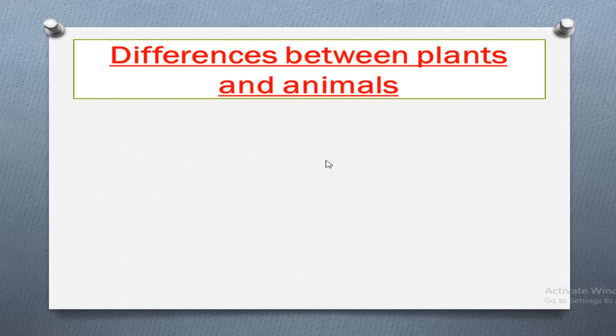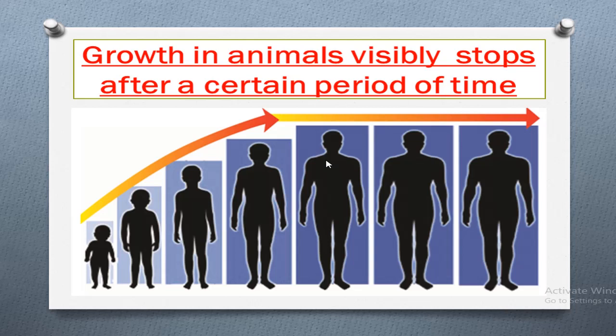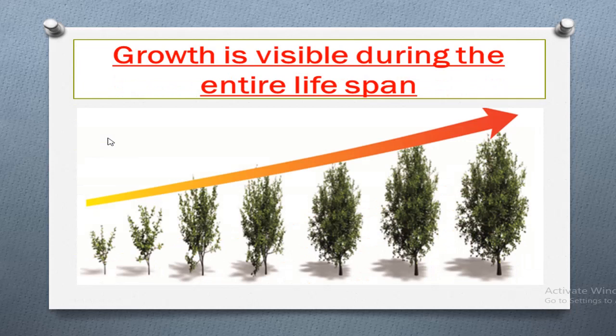Now we have learned about diversity among plants and animals, and now we are going to learn about differences between plants and animals. What are the differences? Growth in animals visibly stops after a certain period of time. The growth of animals is limited at this stage. Animals grow, but it is not continuous growth. But when we consider the growth of a plant, it is unlimited. A plant grows in its lifetime, right?